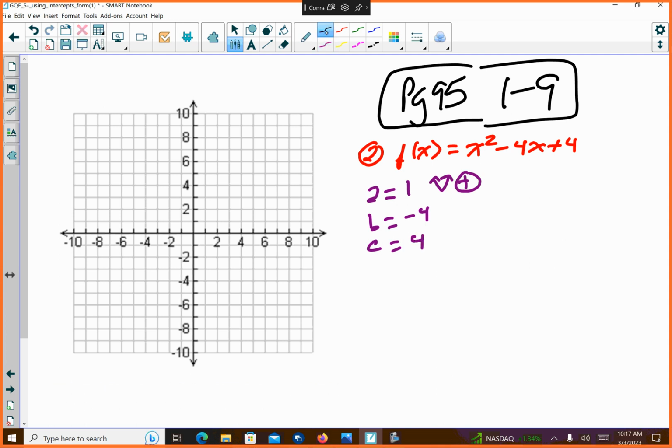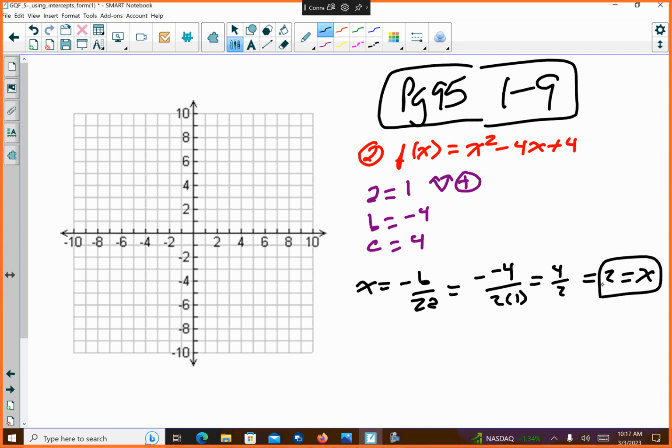Negative B over 2A. That finds us our axis of symmetry. Agree? All right, so in this case, it's going to give me -4 over 2 times 1, which is 4 over 2, which is 2. So I have an axis of symmetry of 2. It's always good to put that in place just so you can see that it's symmetric. Let's just pretend I can draw a straight line. Deal?